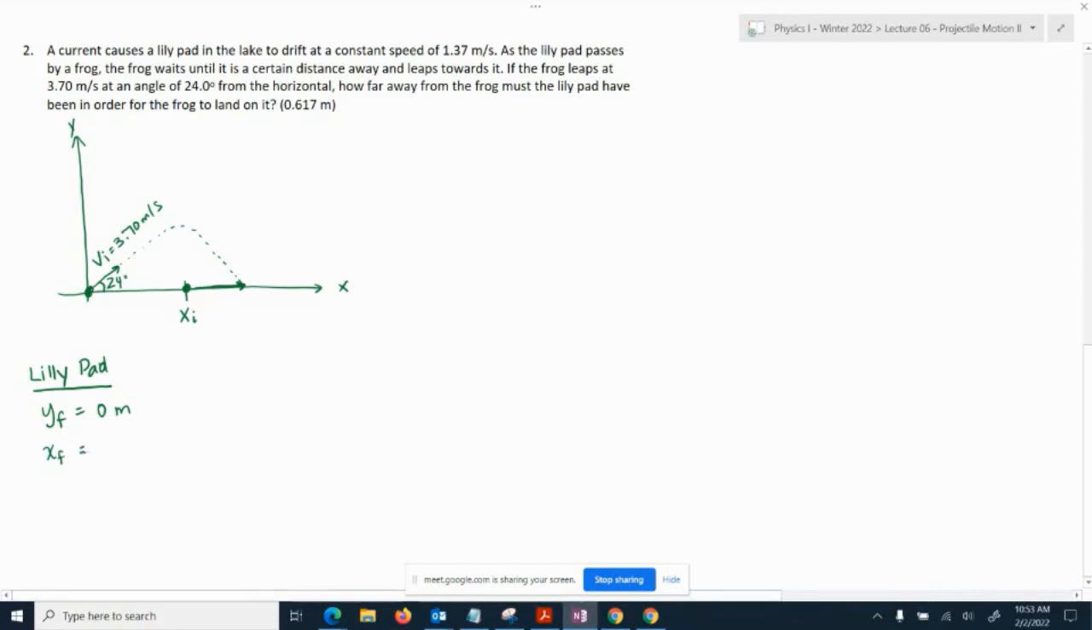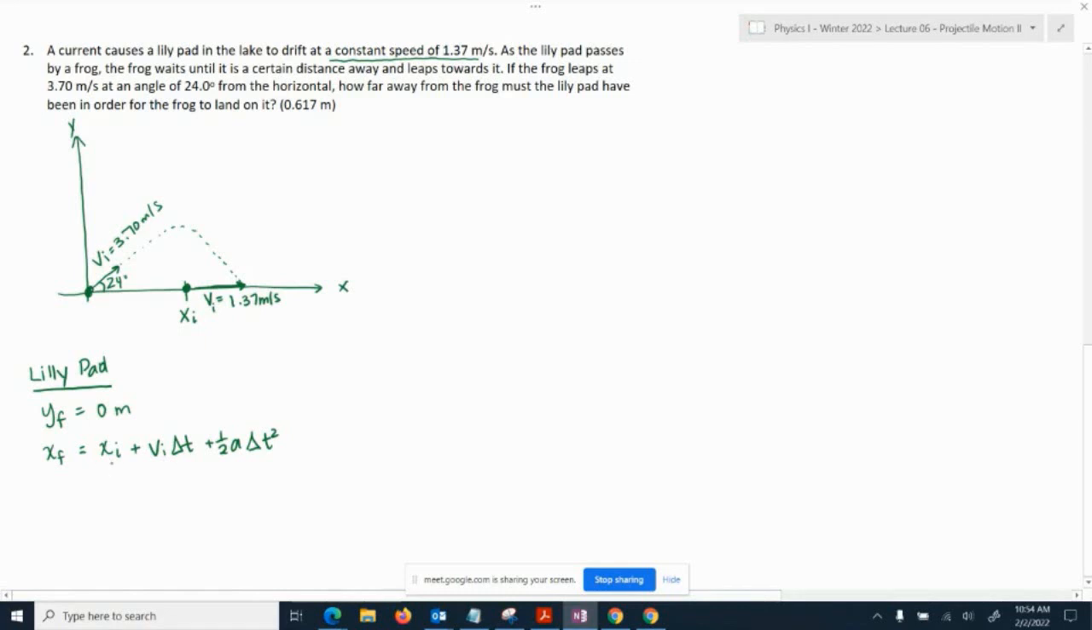Okay, well, we can use the same kinematic equation as before. S final equals S initial plus V initial delta t plus 1/2 a delta t squared. But we're talking about the x direction, so I'm just going to use x's instead of s's. Plus V initial delta t plus 1/2 a delta t squared. Well, we know the lily pad is moving at a constant speed of 1.37 meters per second. So I'll put that in my drawing. My velocity is 1.37 meters per second. Okay, so that's my initial velocity, but it's a constant velocity, so it's not changing.